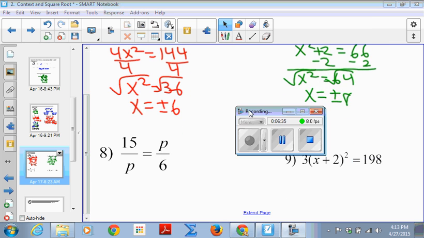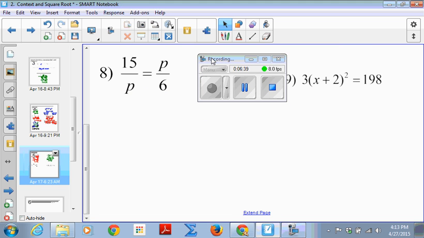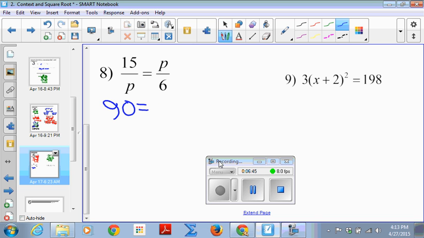Okay, move this out of the way. Okay, problem 8. We are going to proportion it. Cross multiply, we get 90 is equal to p squared, right? Because 15 times 6 is 90. We square root both sides. And our square root of 90 is going to be 9.469, so that's going to be positive or negative. That's equal to p.